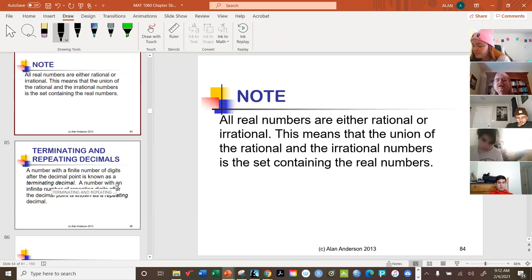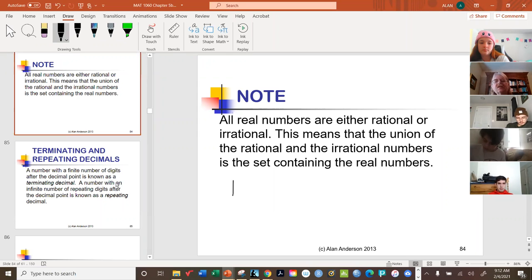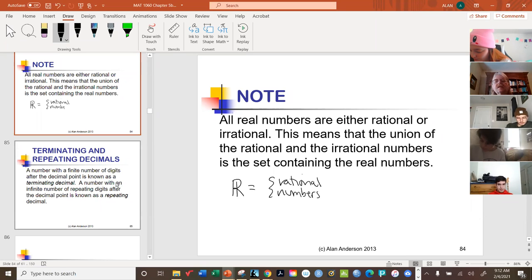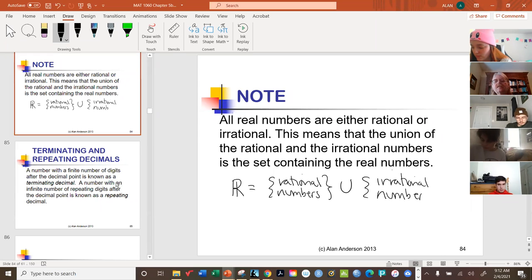Oh, by the way, one more thing I want to write. This is something you can do with set theory. The real numbers are now formally the union of the rational numbers and the irrational numbers. And this symbol, you might recall, represents what we call union, which means that we're combining the two sets into one new set, the real numbers.